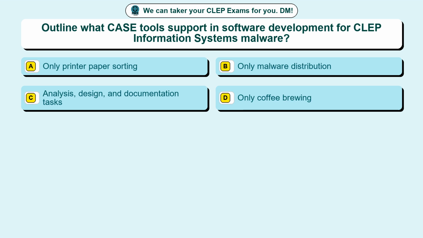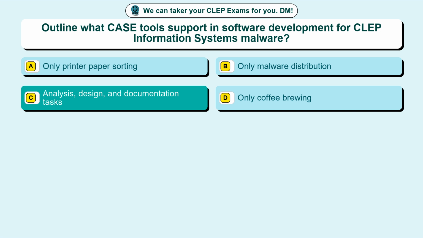Question 72. Outline what case tools support in software development for CLEP Information Systems malware. Option A, only printer paper sorting. Option B, only malware distribution. Option C, analysis, design, and documentation tasks. Option D, only coffee brewing. The correct answer is option C, analysis, design, and documentation tasks.